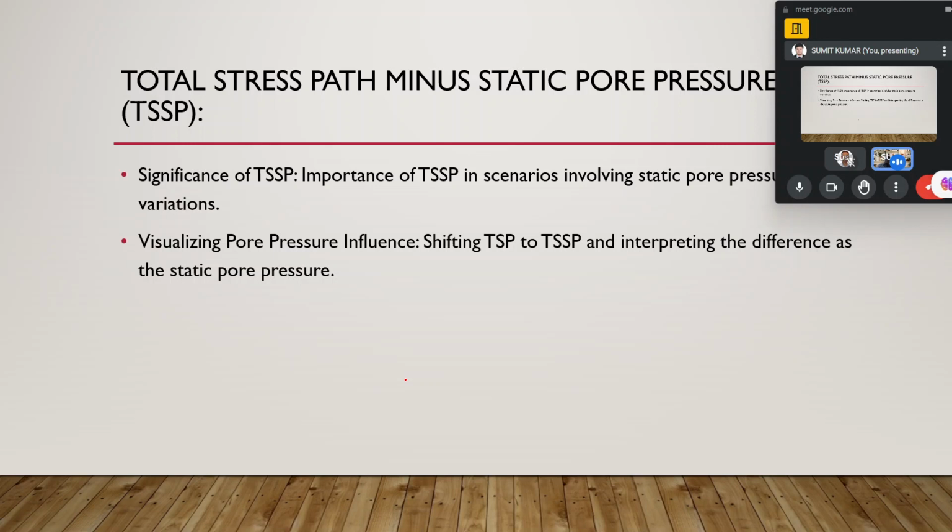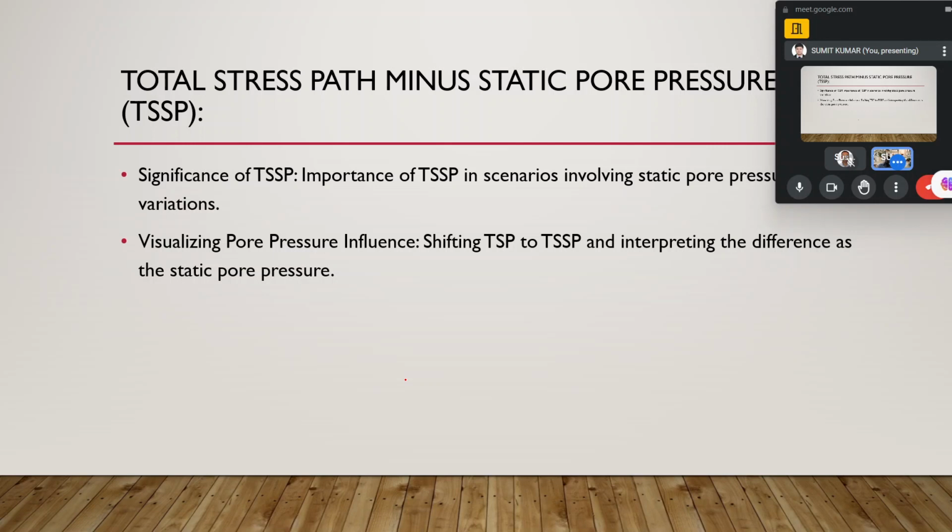Earlier we have stated the three factors. First of all is the total stress path, second is the effective stress path, and third is the total stress path minus static pore water pressure. When we talk about the total stress path minus static pore water pressure, this is nothing but the effective stress path only. But these are taken into account to explain those terms in two different aspects.